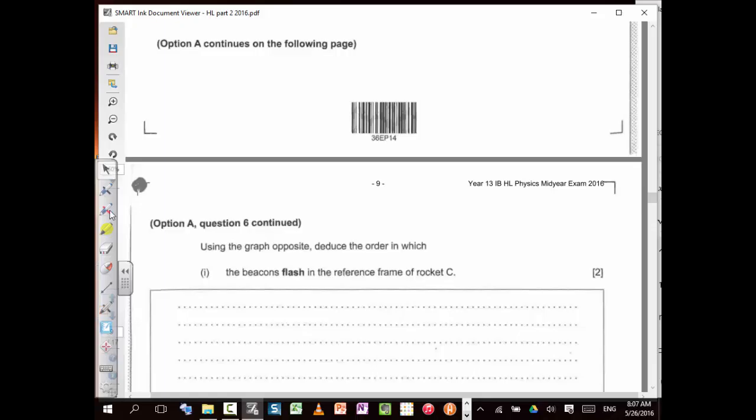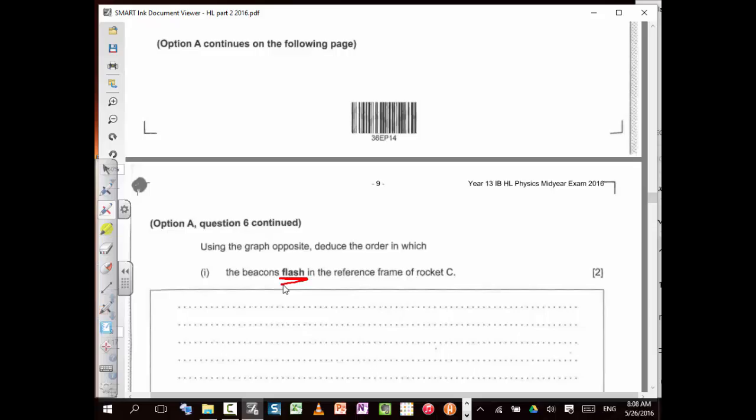Okay, so the one thing that I want to distinguish between here is the flash of the beacons and the observation of the flash. The time at which they flash occurs before they are observed because it takes light time to travel to you. So to find out what time they're observed, you need to draw world lines for the photons. To find out when they flash, you just need to find out where they are on the relevant time axis. Okay, so we'll do that.